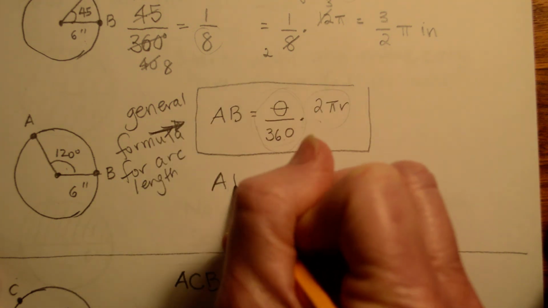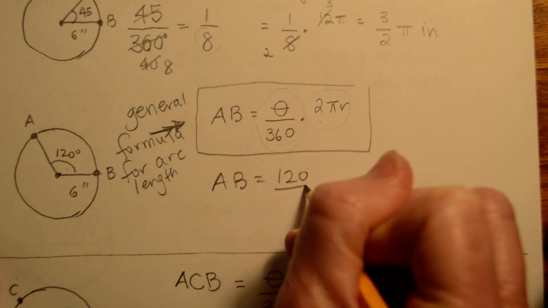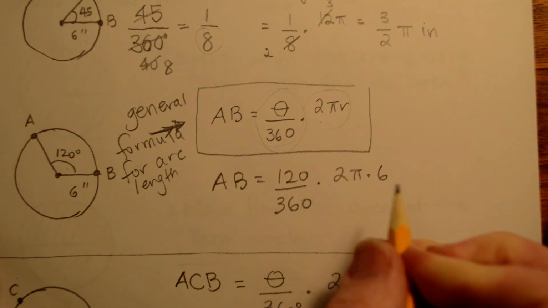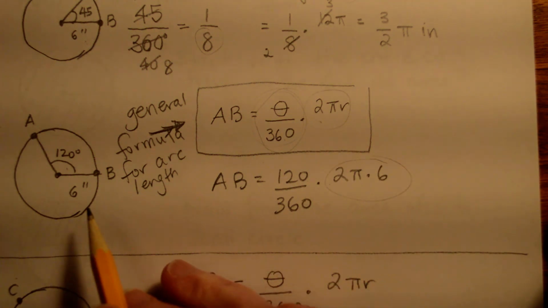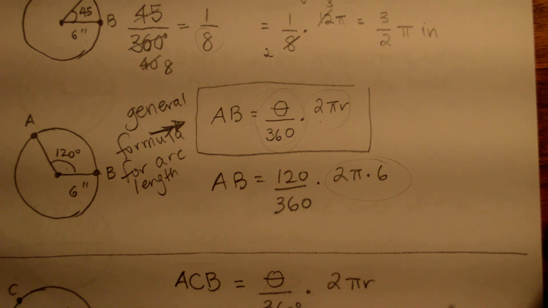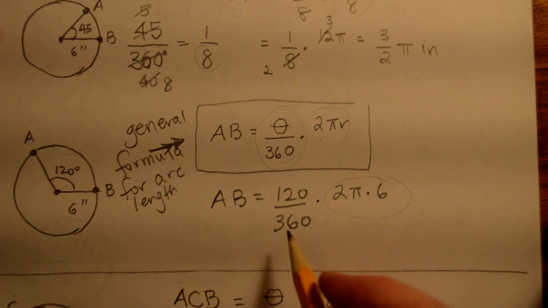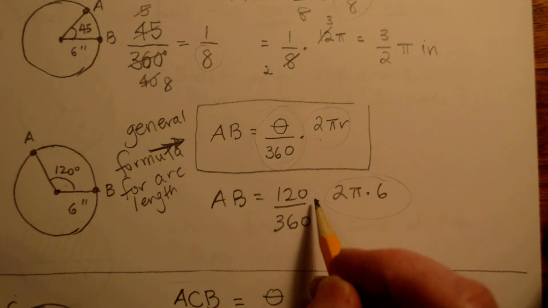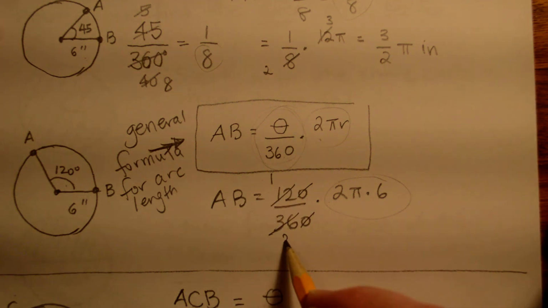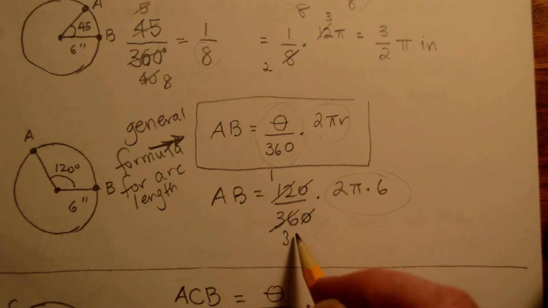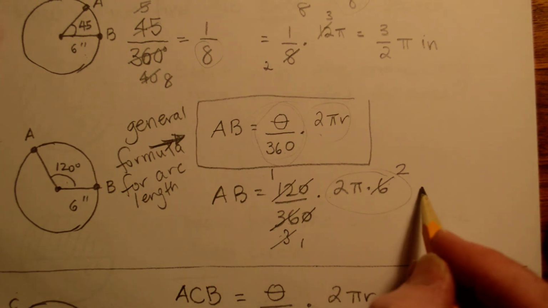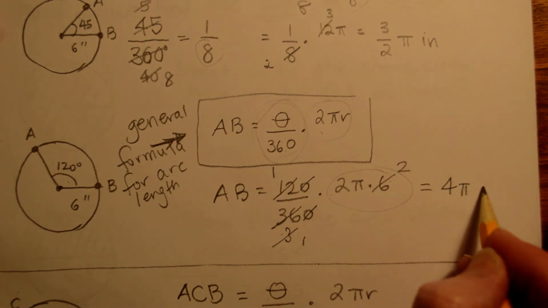So in our case, AB is 120 divided by 360 times 2 times pi times 6. We don't need to do this part for our particular case because we've been using the same circle the whole time. We could just fill in 12 pi, but I just want you to see how this is going to work when we get down to problems down here. So 120 and 360 reduce, the zeros cancel out. 12 goes into 12 one time, it goes into 36 3 times. And then I notice that I can cancel out here too. This goes in once, that goes in twice, and so we end up with 4 pi inches.